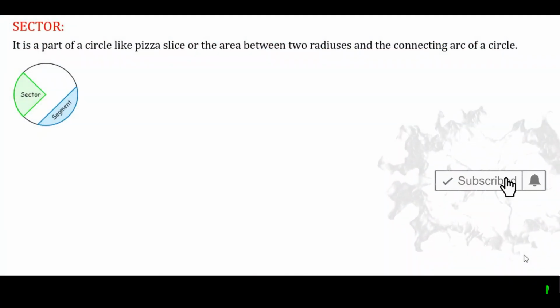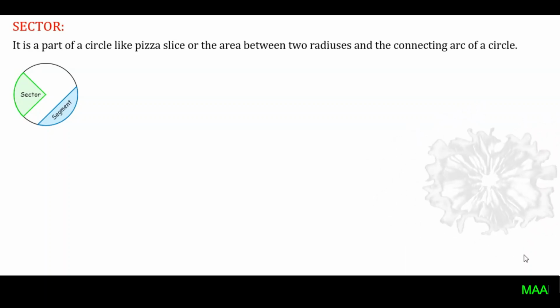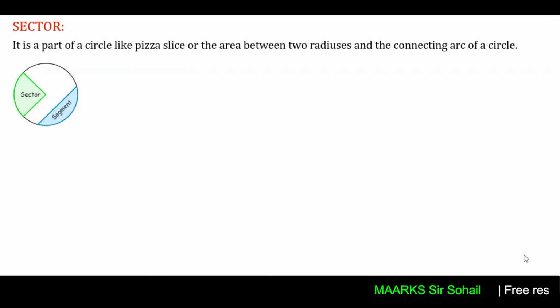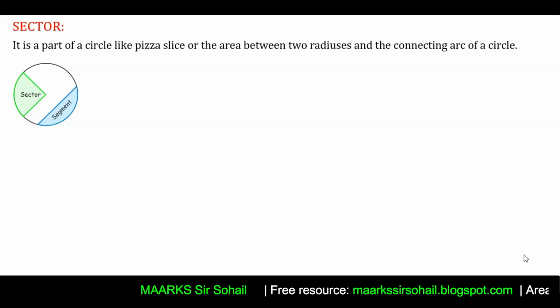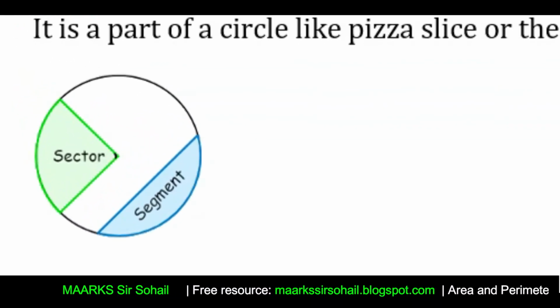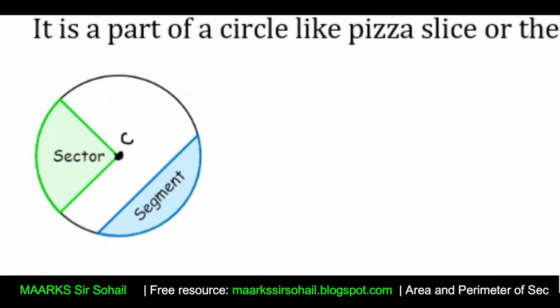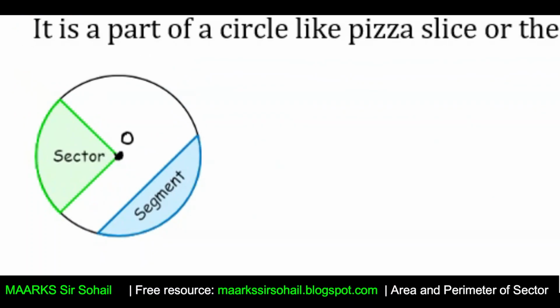So we are starting with the sector. It is a part of a circle like a pizza slice, or the area between two radii and the connecting arc of a circle. Now you can see, for example, if this is a circle, this is the center of the circle. Now you see the green lines, these two are radii, and this is the arc. I will make one arc here. So this black arc which I have made is connecting these two radii. So we can call this a sector.